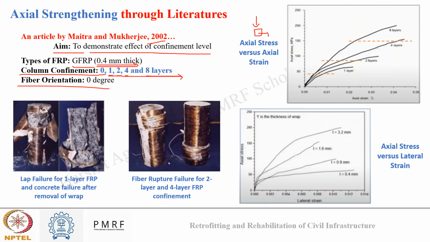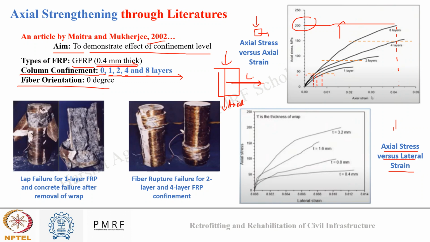You can see as the number of layers is increasing, my axial stress is increasing. Suppose at a particular axial stress, as the number of layers increases, there is lower strain in the column, and up to failure the 8 layers is able to take the maximum stress, and it is also showing a considerable amount of strain. So as my confinement level was increasing, both my stress and strain limits were increasing for the fiber. And this is the figure which is showing how, with the increasing axial stress, the lateral strain was varying. So if I have this column and my axial stress is acting, in this direction I talk about axial strain, and in this direction I talk about lateral strain.